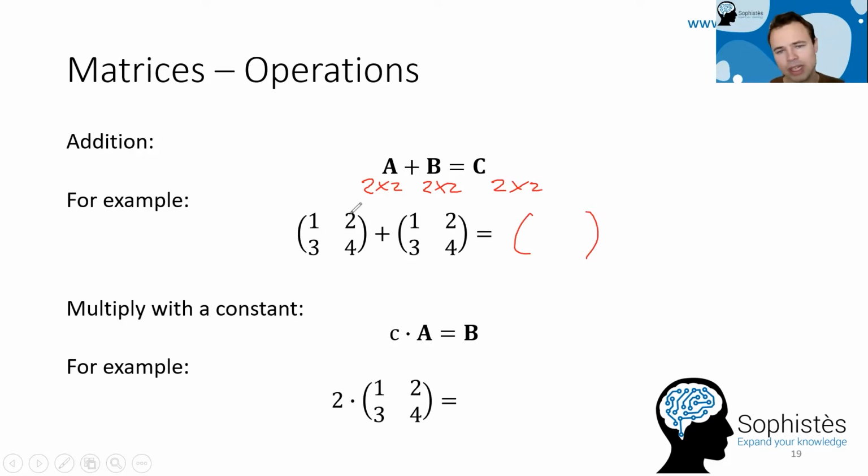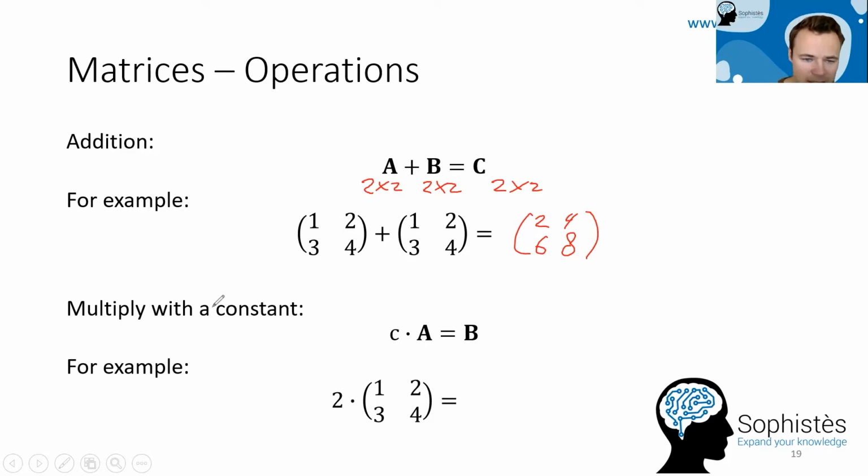And then it works really intuitively. You get 1 plus 1 is 2. You get 2 plus 2 is 4. 3 plus 3 is 6. And 4 plus 4 is 8. And that's, I think, really intuitive, right? So always check that the order is the same, else you're not able to add them together.